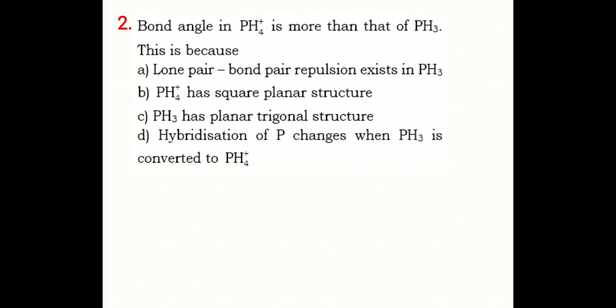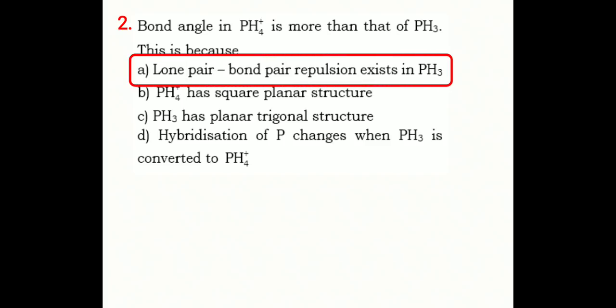Then second question, bond angle in PH4+ is more than that of PH3. The reason, remember, is very simple: it is lone pair-bond pair repulsion in PH3. Because of that reason there is a pyramidal shape in PH3. So PH4+ is having the tetrahedral shape.